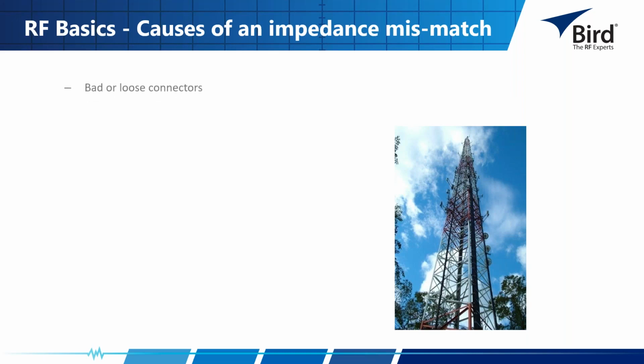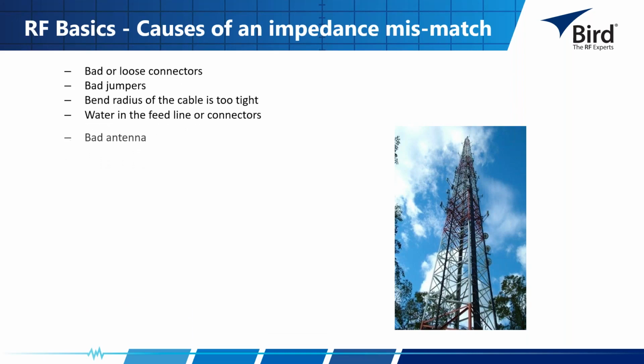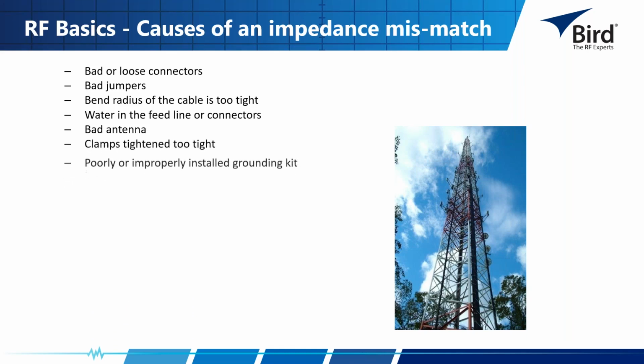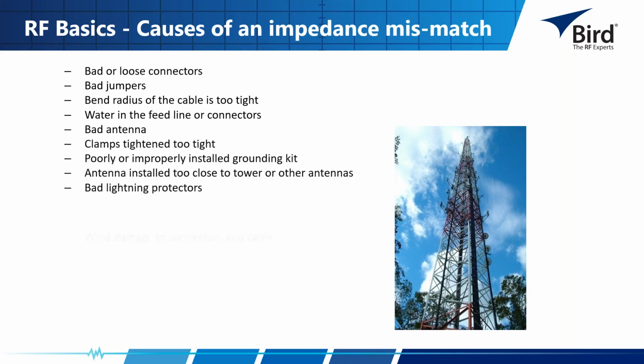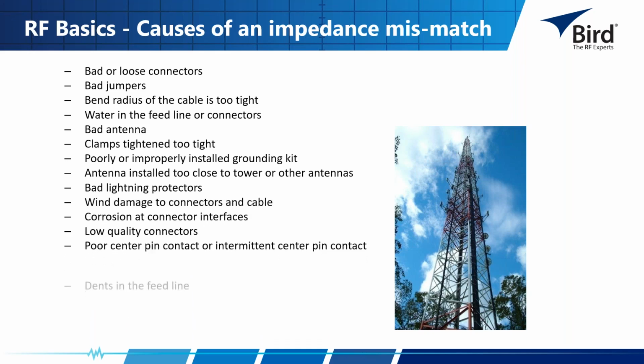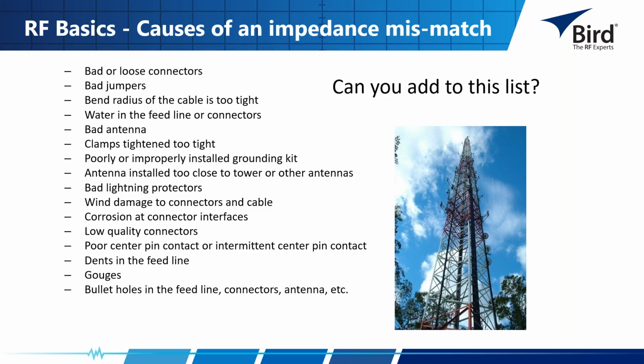So what causes an impedance mismatch? Bad or loose connectors, bad jumpers, water in the feed line, clamps tightened too tight, antennas installed too close to the tower or other antennas, corrosion, low quality connectors, dents in the feed lines, gouges, and my favorite, bullet holes in the feed line. I teach this class a lot and I always like to ask, can you add anything to this list? And I always do get some interesting answers.